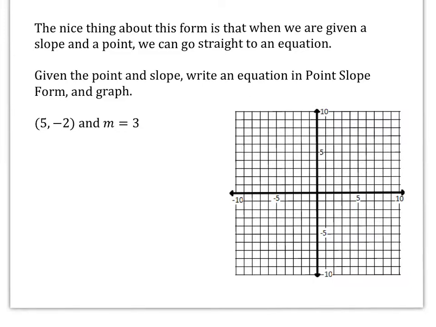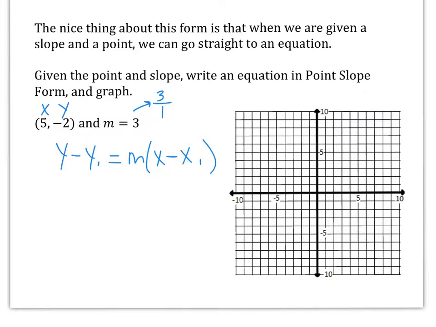So let's look at what we're given here. 5, negative 2. So this is the x coordinate and this is the y coordinate. And m equals 3, which when we graph that with rise over run is 3 over 1. And let's recall what point-slope form is. It's y minus y1 equals m times the quantity x minus x1. And again, it's really important that we know that there are subtraction signs there and not addition signs. So that will also have an effect when we plug in the values into the form.